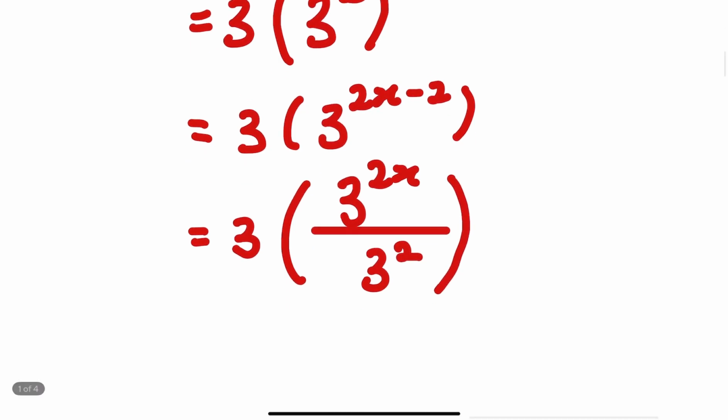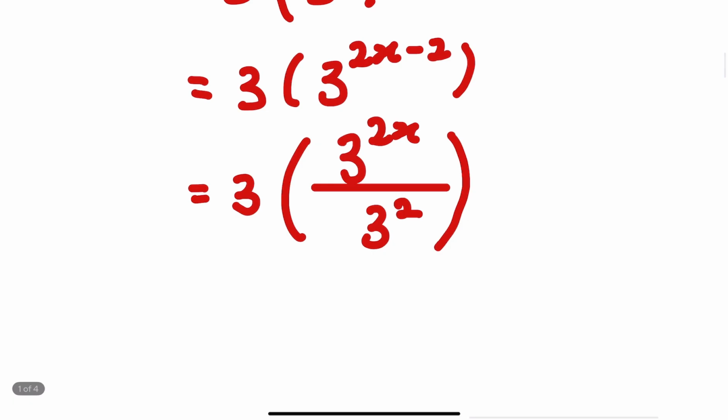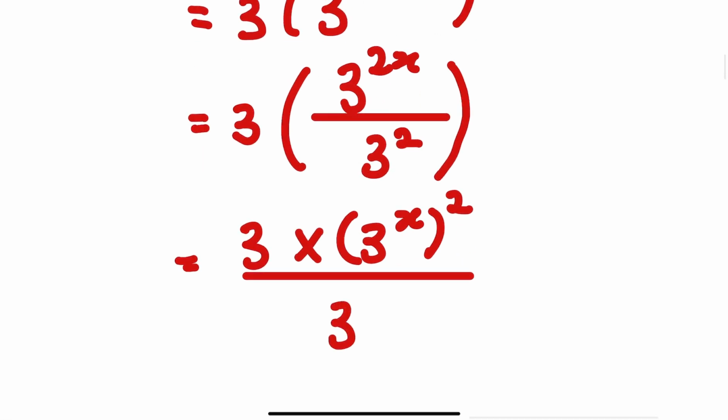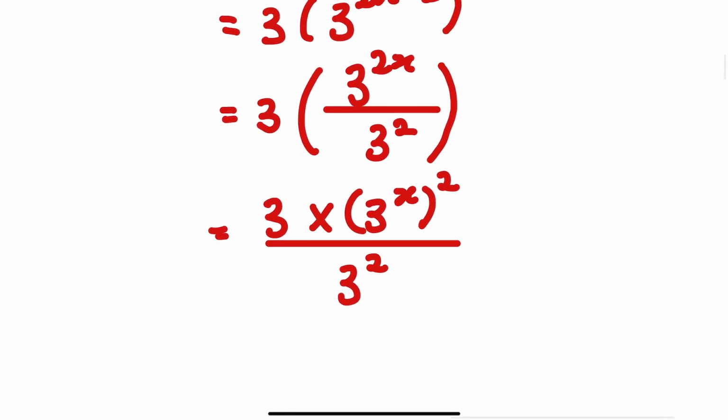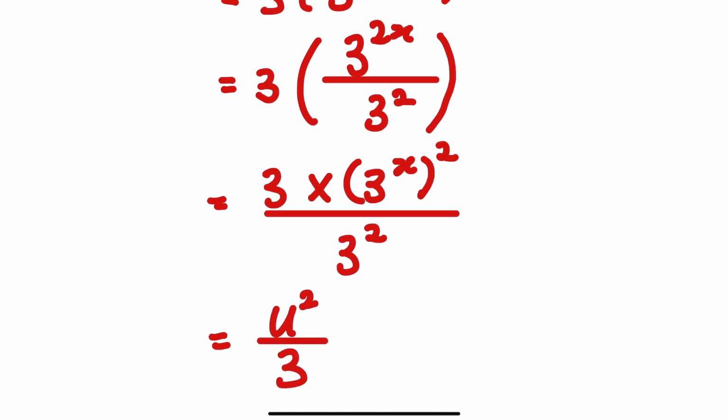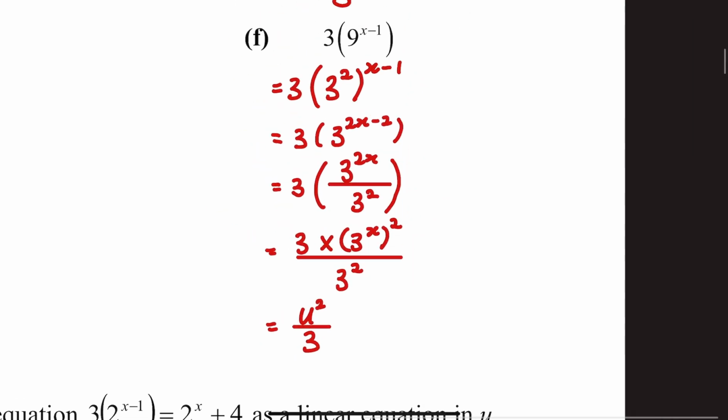Therefore, I can simplify this. Continue to simplify. This is simply equals to 3 times (3x)^2 over 3^2. Okay, 3 can cancel out on my numerator and denominator. I'm left with 3 in the denominator. Final answer is simply u^2 over 3. And that is it for part f.